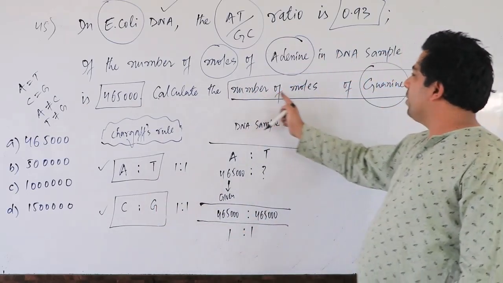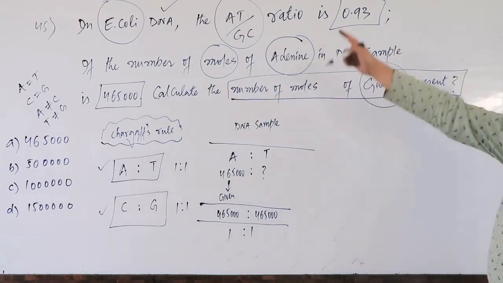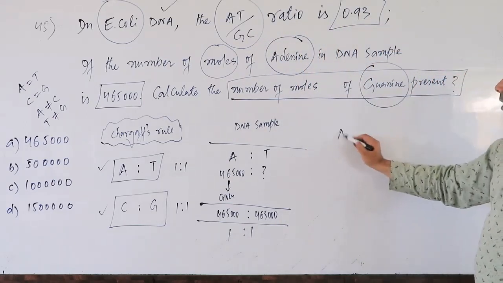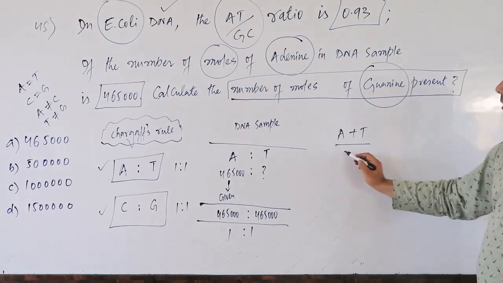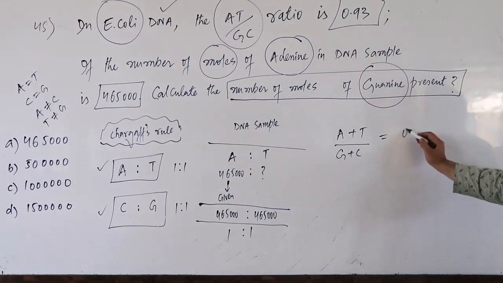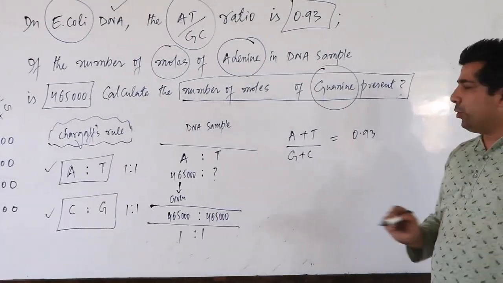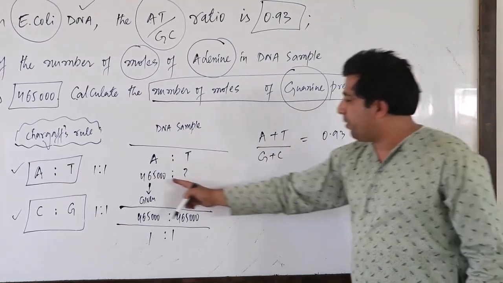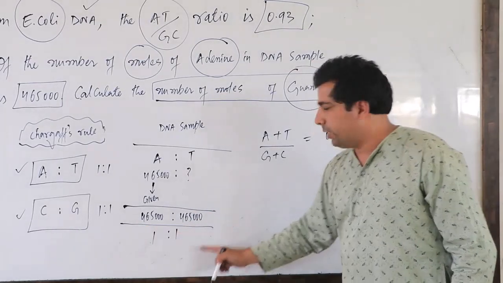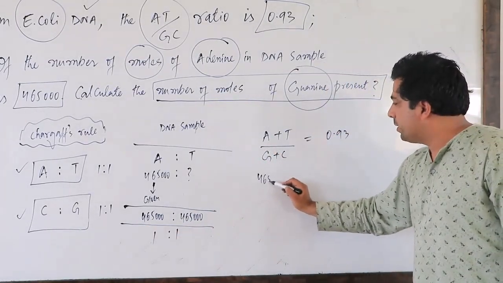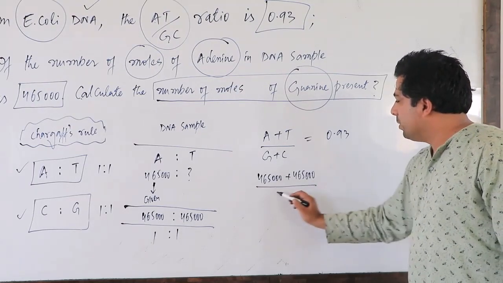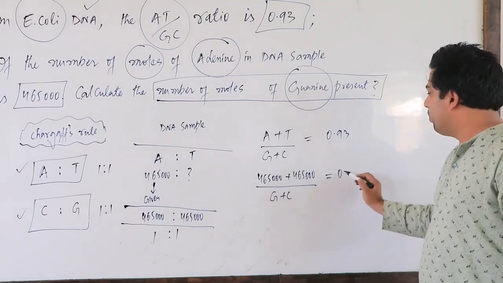Correct? So we need to find out the number of moles of guanine. Let's go back to our formula. The AT by GC ratio is 0.93. That means A plus T upon G plus C. This ratio is given to us as 0.93. We know how much is adenine and how much is thymine. We have found it. Adenine was this much and thymine should also be this much because the ratio should be 1:1. So adenine and thymine we know: 465,000 plus 465,000 upon G plus C is equal to 0.93.